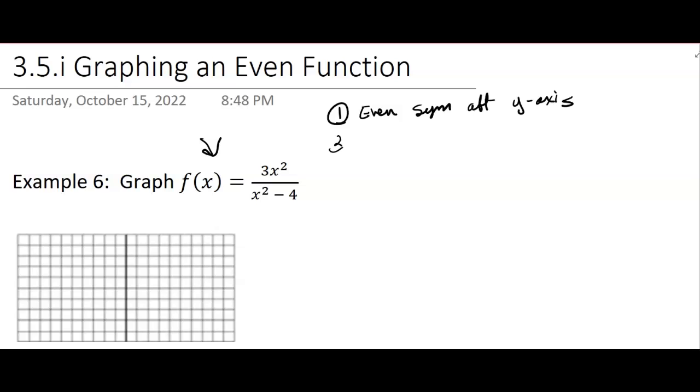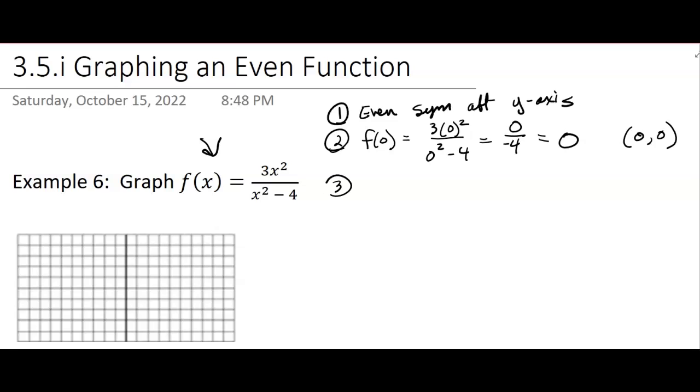Okay, let's find the y-intercept. So what is f of 0? So you're plugging in 3 times 0 squared over 0 squared minus 4, which is going to be 0 over negative 4, which is just 0. Okay, so that means it goes through the point 0, 0. Okay, so remember that. We'll remember that.